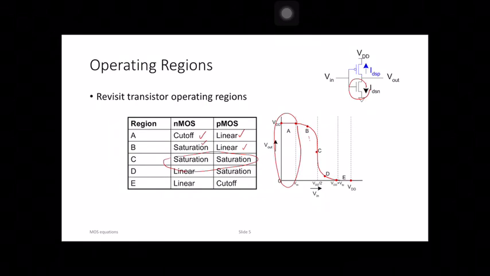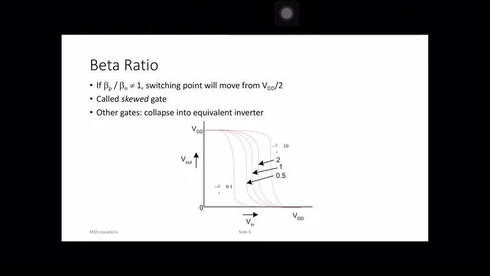And in region D, the NMOS is linear and the PMOS is in saturation, and finally in E the PMOS will be completely off, and the NMOS is the only one on, and the output voltage will be pulled down to ground. So the output is low, but the input is high.